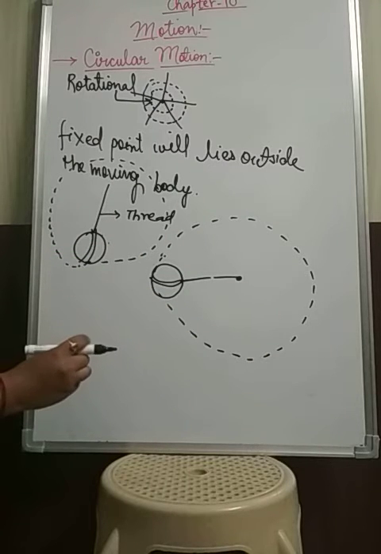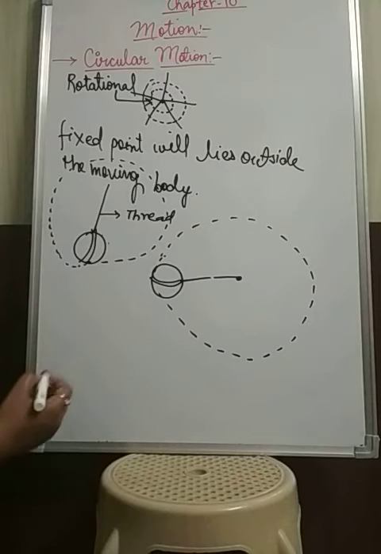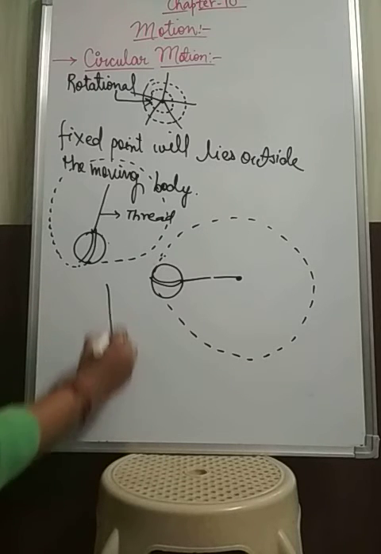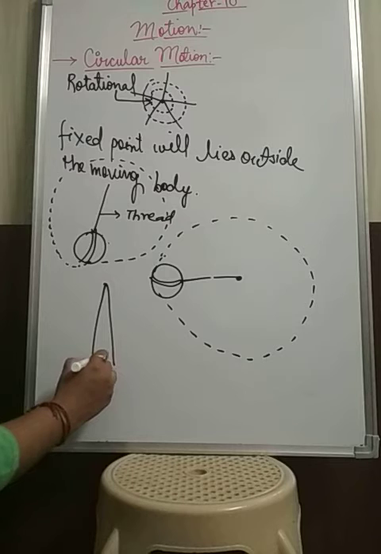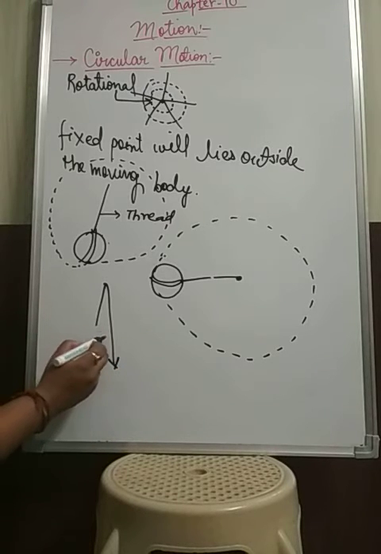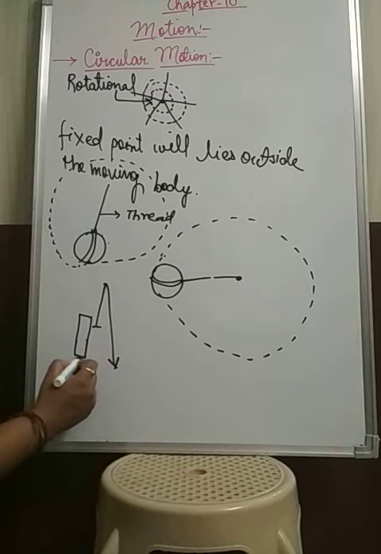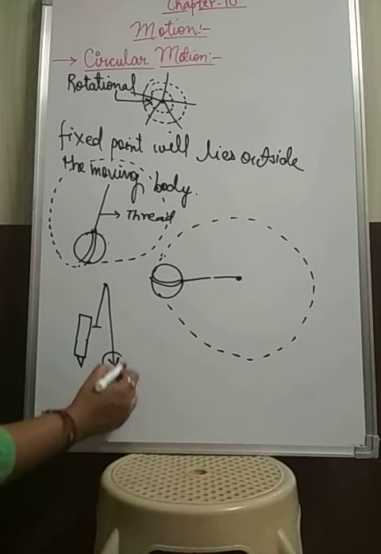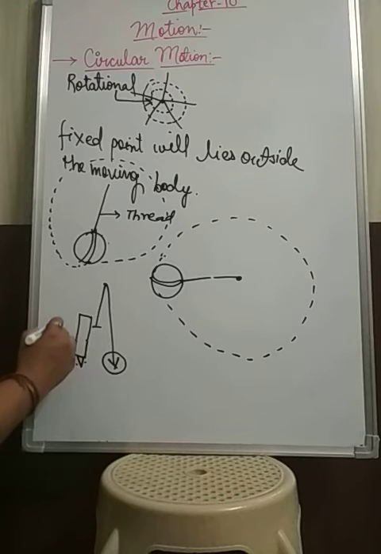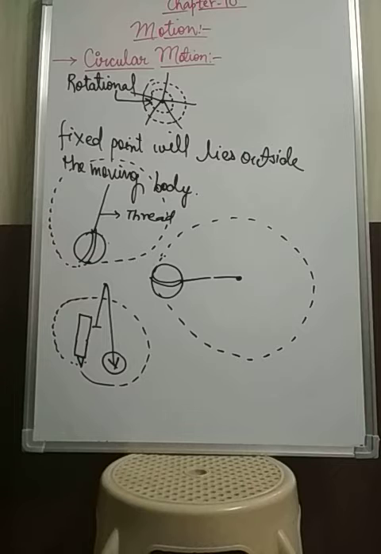Okay, you might have seen one more example: the needle of a compass is fixed while a pencil moves and traces a path called a circular path. Here is the needle of the compass, and here you will get a pencil. So what happens? This point will remain fixed, only the pencil will form a circular path. Okay, like this.